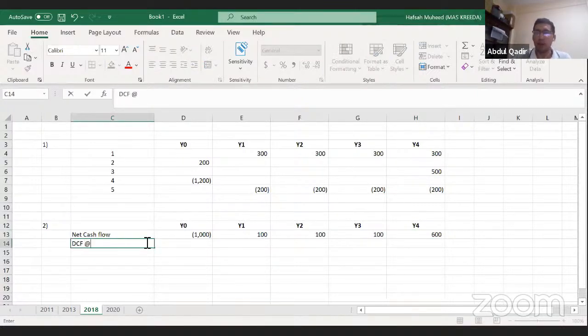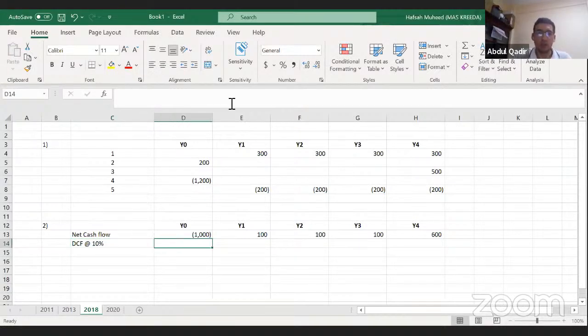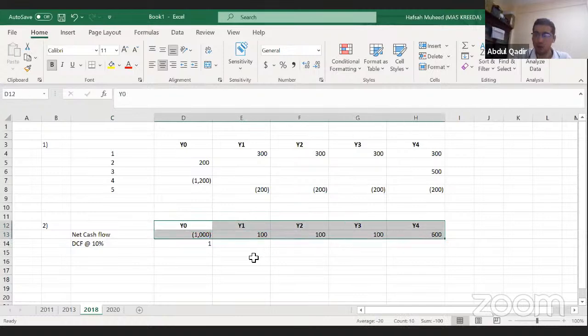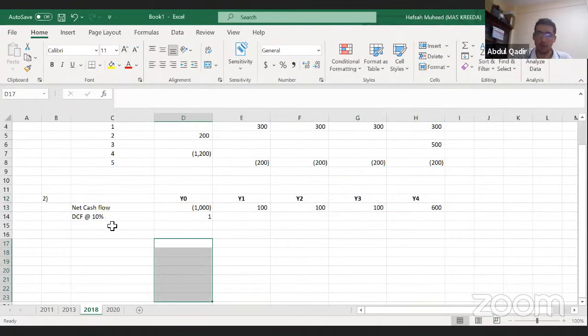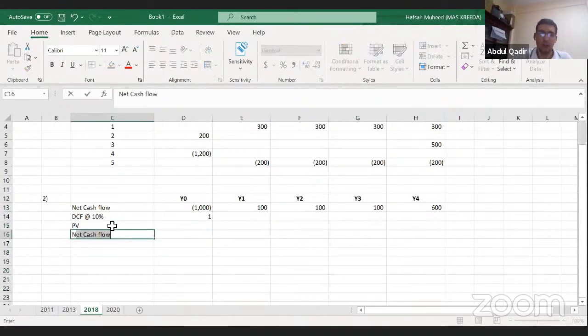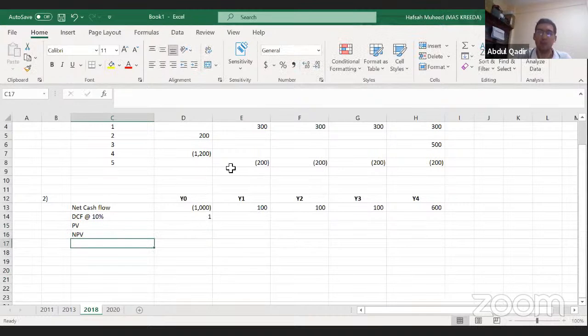calculate the NPV as usual, discounting factor at 10%. So year 0, it will be 1. Basically NPV can be calculated both ways. You can do it in a horizontal format, or you can do it in a vertical format. Whatever works, doesn't matter. So this time I'm just doing it in the horizontal format, and then you calculate present value and NPV.